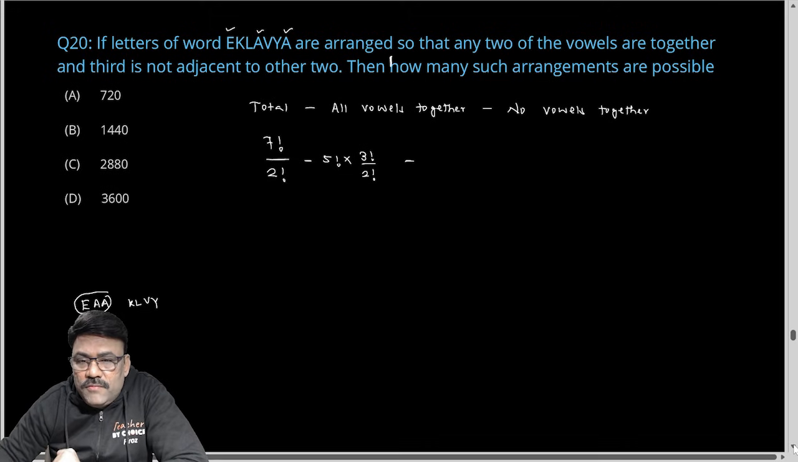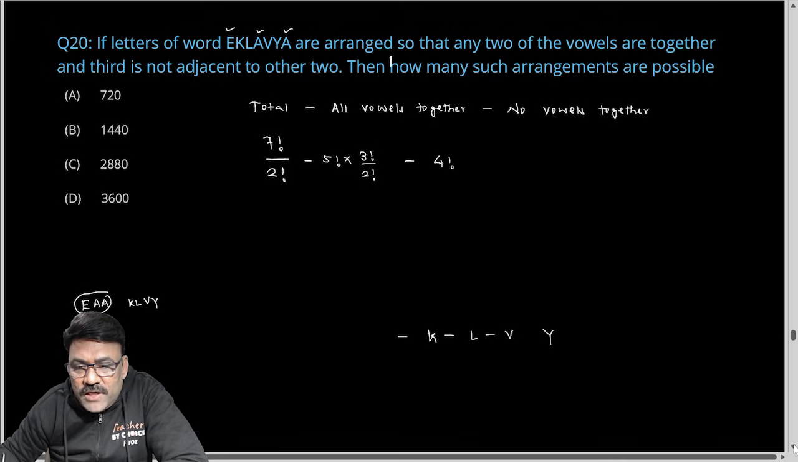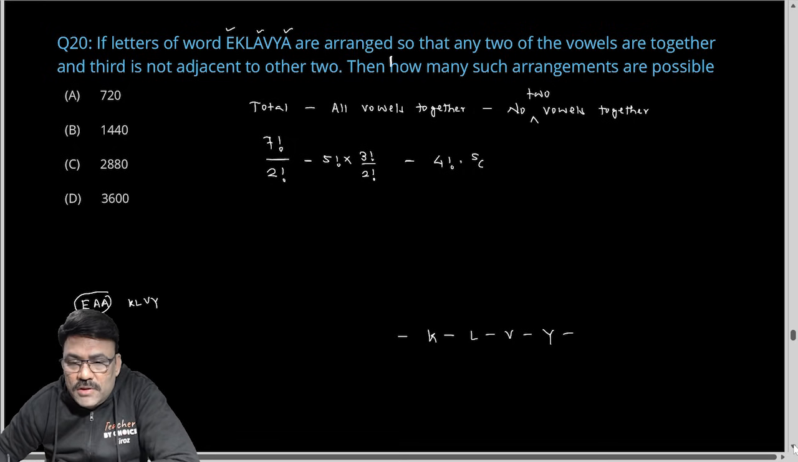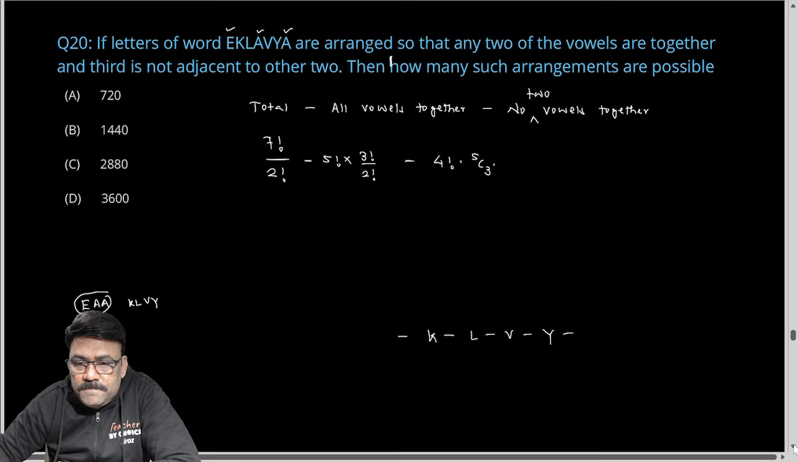Now I will also subtract when no 2 vowels are together. No 2 vowels together means you first arrange these 4 letters K, L, V, Y. These 4 letters can be arranged in 4 factorial ways. Now you can see that there are 5 gaps, 3 between the letters and 2 at the ends. Out of these 5 gaps, choose 3 gaps for the 3 vowels, because no 2 vowels are together. And in these 3 gaps, the 3 vowels can be arranged in 3 factorial over 2 factorial ways, because out of 3 vowels, 2 are the same. So this should be your required answer. Just calculate it and you will get the final answer.